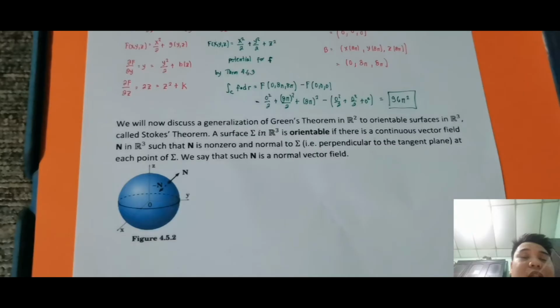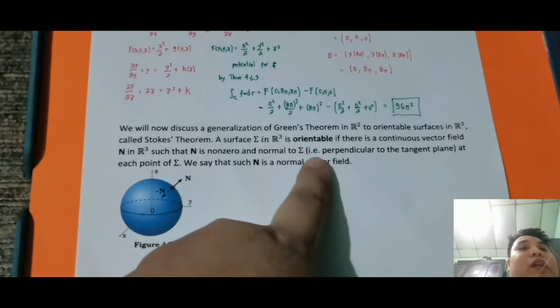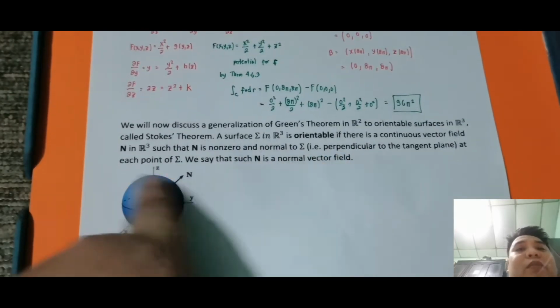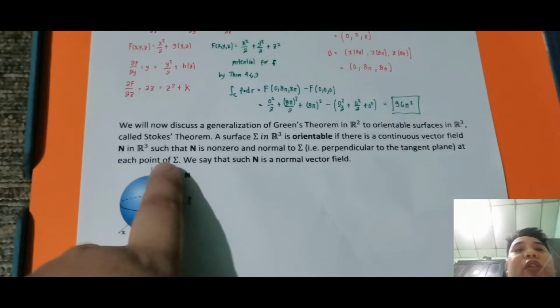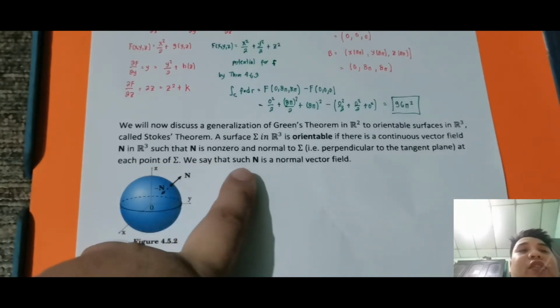So, again, n yan. So, hindi na small n in R3 such that n is non-zero and normal to sigma. So, ayun nga, what if meron namang n, tulad niyan yung n na yan, tapos, normal to sigma that is perpendicular to the tangent plane. So yun nga, at each point of sigma we say that such n is a normal vector field.